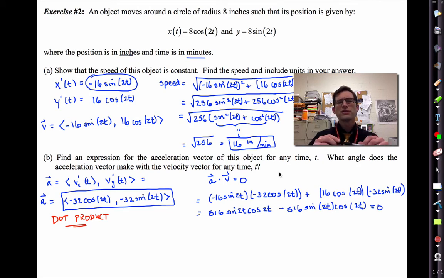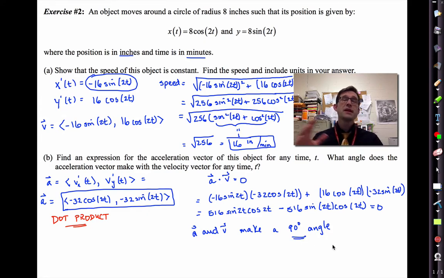Pause the video for a second and think about what that means. Okay, this is where your dot product work pays off. The dot product of two vectors will only be 0 if A and V make a 90-degree angle with each other. All right, so A and V are perpendicular. This takes us back to physics.